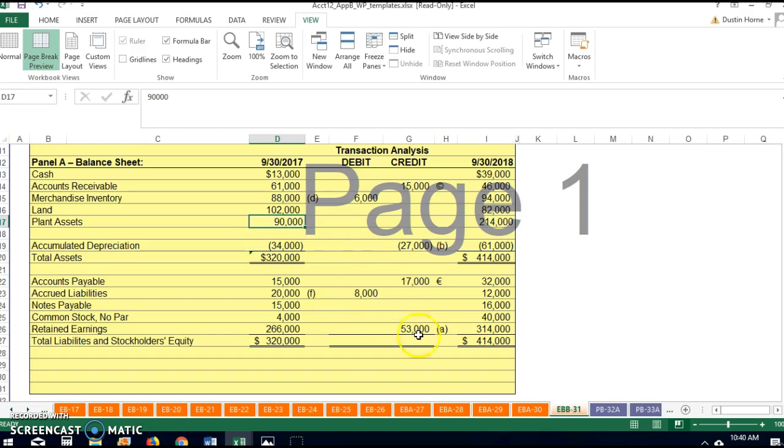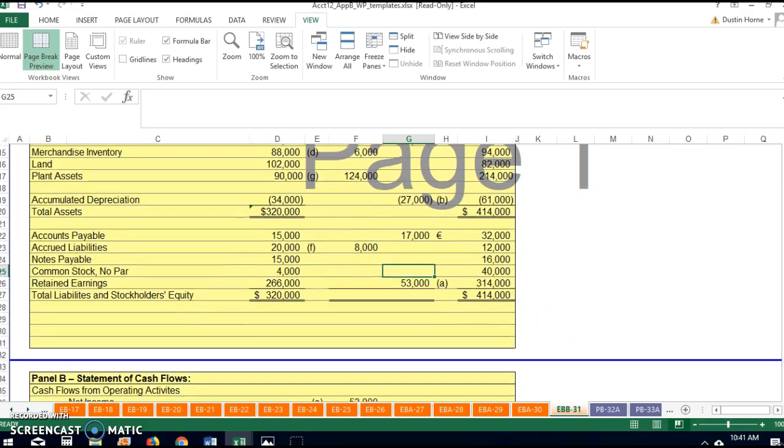Let's go ahead and do G, the first one that they told us about. They told us about the plant assets. So let's look at it. This will be transaction G. So what happened to plant assets is we bought plant assets of $124,000. So that's going to be an increase to plant assets for $124,000. But remember, we talked about what this entry would look like. We're going to spend cash.